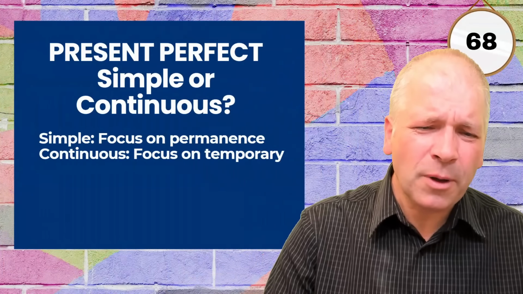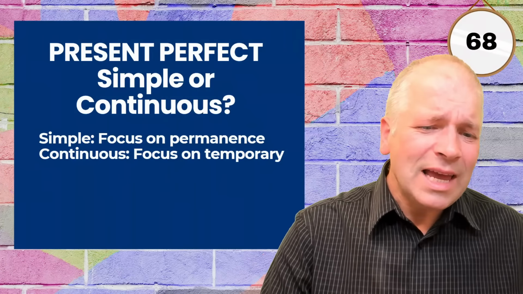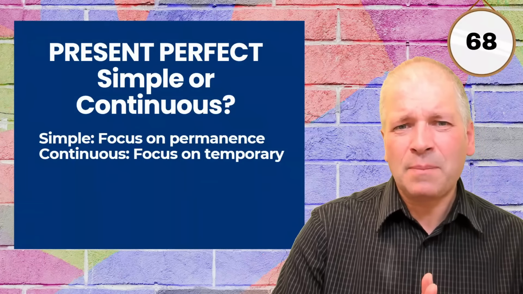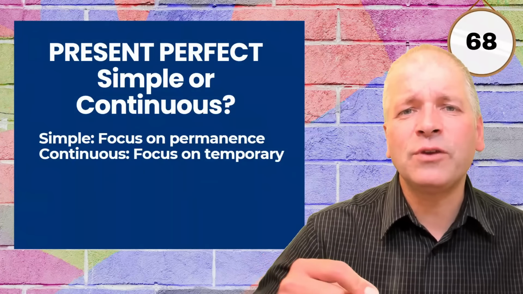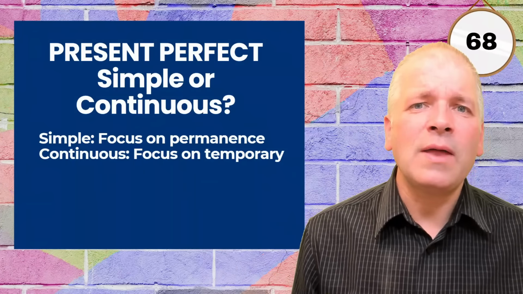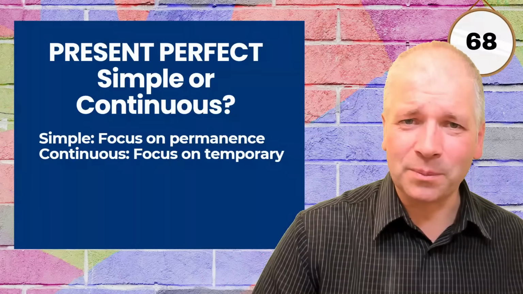Should you use the present perfect simple or the present perfect continuous? Well, it's the difference between focusing on something being permanent or the focus on something being temporary. If you say, I have lived in London, then that means that something more permanent happened in the past up until now. But if you say, I have been living in London, then you're suggesting that this was a temporary situation, not a permanent one.